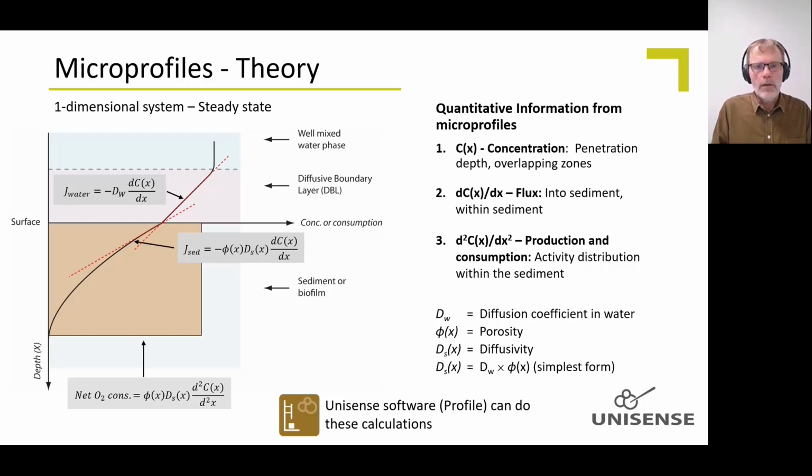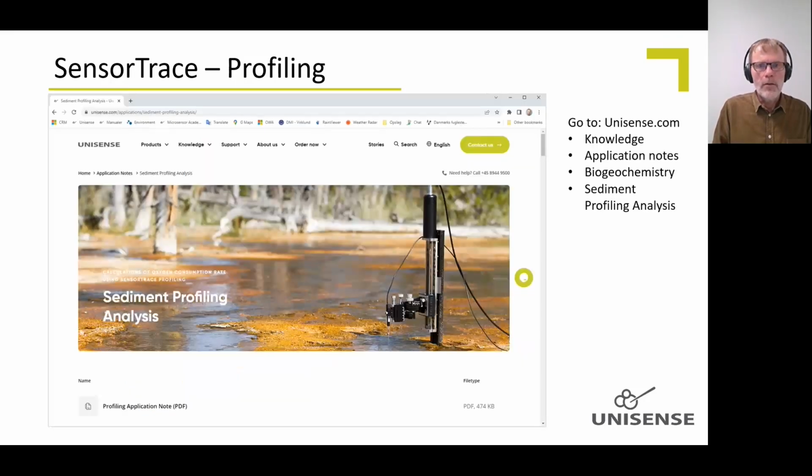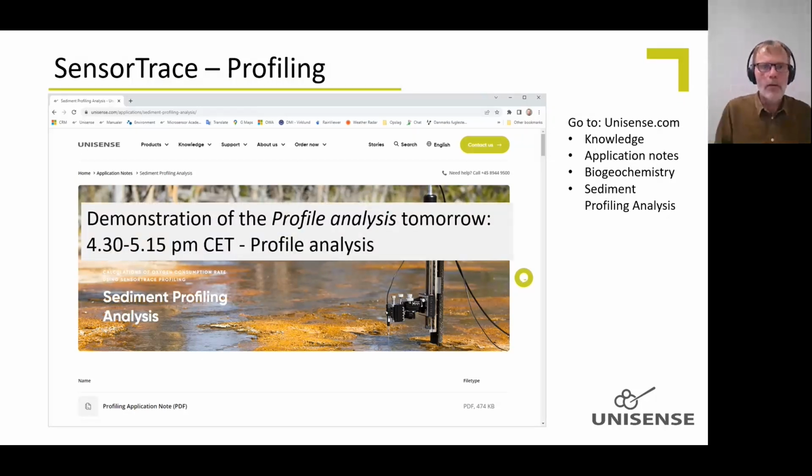And this can all be done in the Unisense software, the profile part. We have written a small application note about this, a 6-page one, where you can see how to calculate oxygen consumption rates using the software. You can download this from our website if you want. Just go to Knowledge, Application Notes, Biogeochemistry, and you'll find the application note here, profiling application. I will go through this tomorrow at 4:30 and show how to use the software for this.